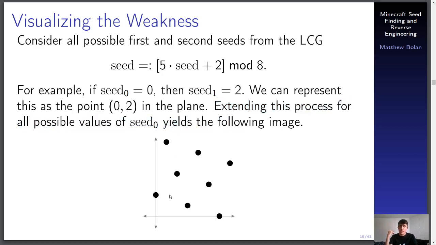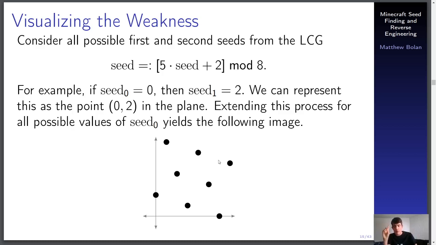So say take seed 0 equals 1 right here. So 5 times 1 plus 2 is 7, modulo 8, still 7. And so that would send seed 0 to 1. Seed 0 is 1, and then seed 1 is 7. So we get the point 1, 7 up here. And a similar process generates all 8 of these points. And I claim that this image already hints at the massive disaster of LCGs.